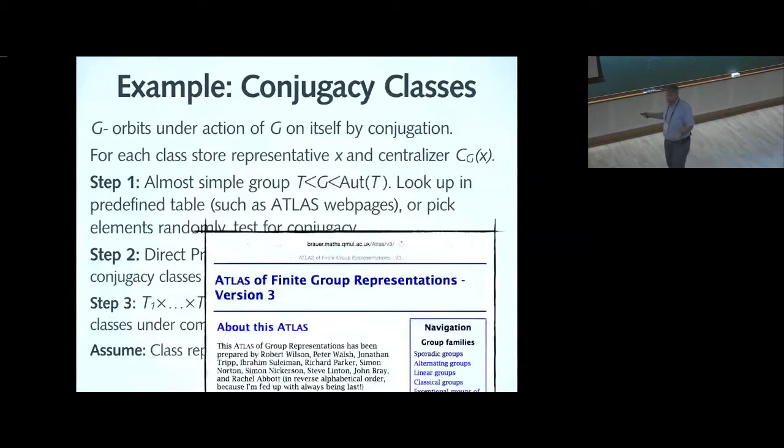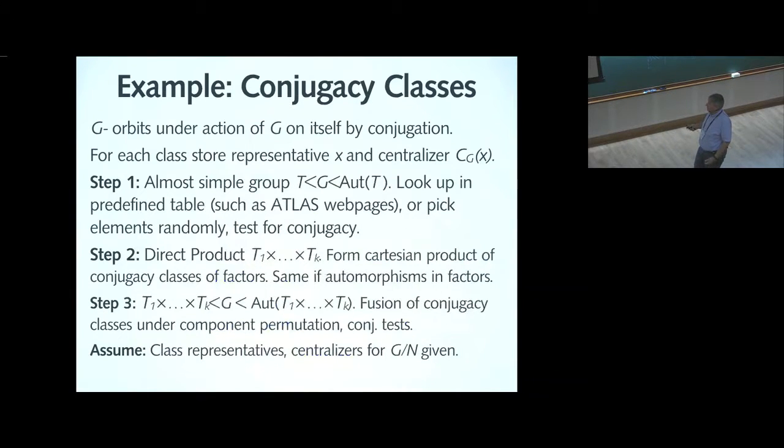I can look them up, for example, in databases like the Atlas web pages. I mean, okay, the computer wouldn't open a web browser and browse through these web pages, but it would store information which has been taken from the same base as these web pages. So we can look up conjugacy class representatives, or actually in a simple group, even an approach of picking elements randomly and just testing for conjugacy works pretty well.